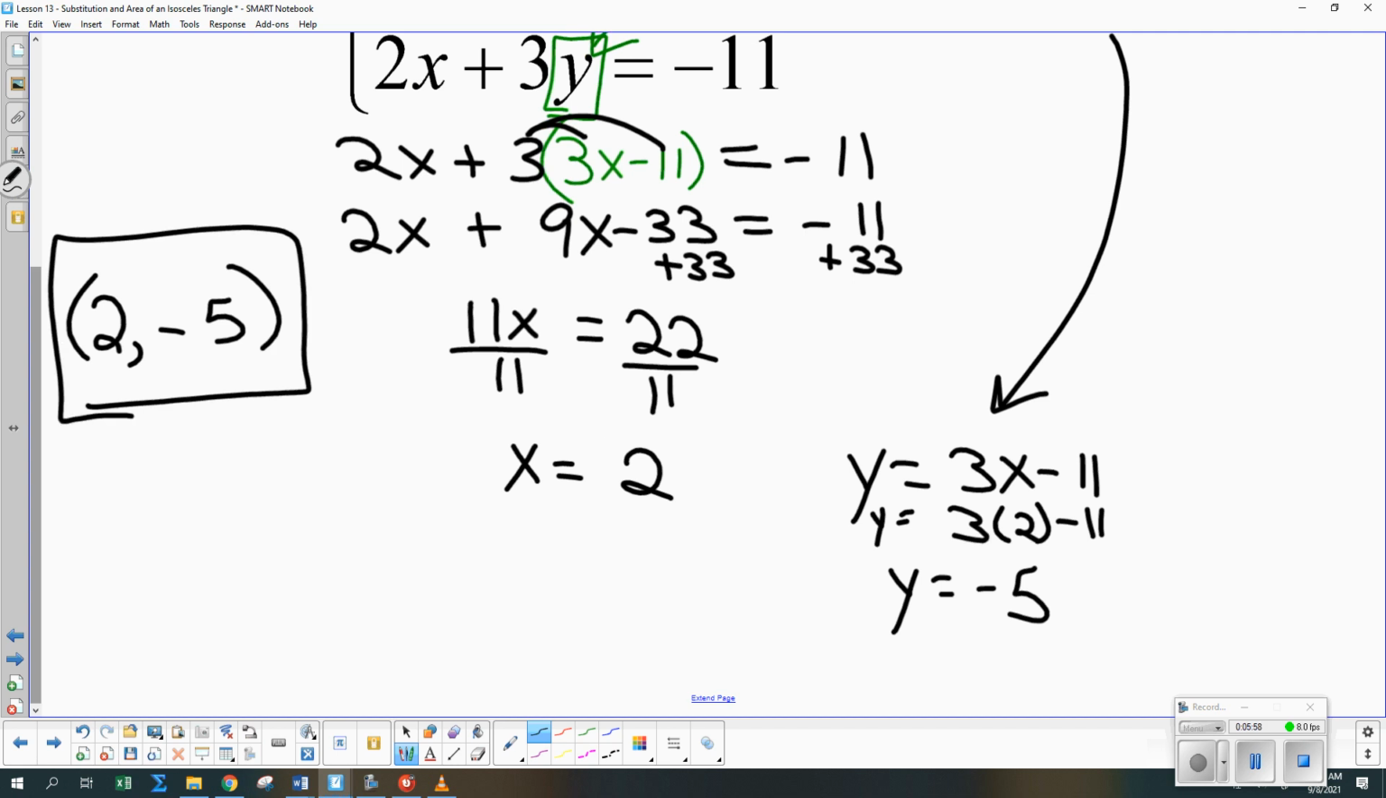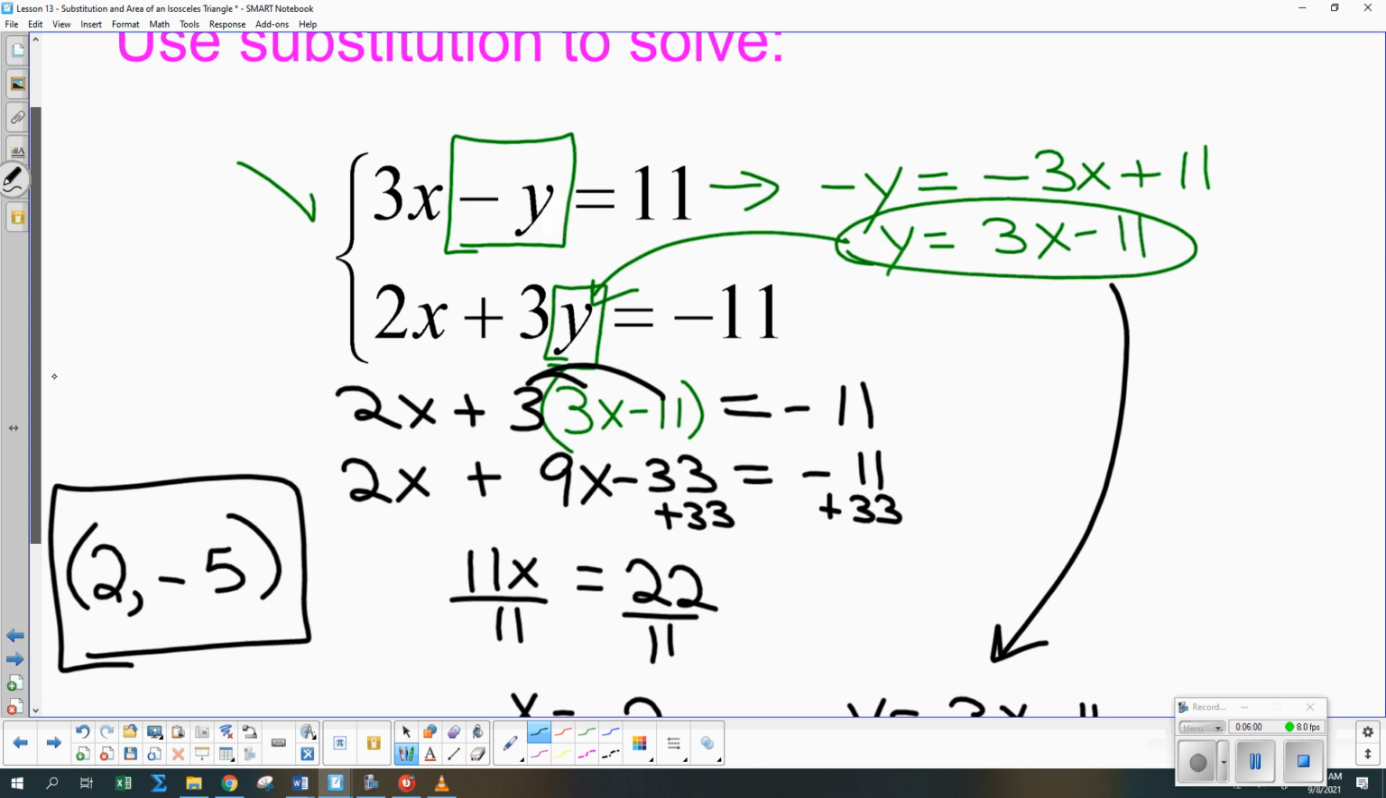Now, especially if it is a test, it's a good idea to plug your ordered pair back in and make sure that you got it right. This needs to now make both equations true. So if x is 2 and y is negative 5, I have 3 times 2 is 6, minus negative 5 is a plus 5, that is indeed 11.